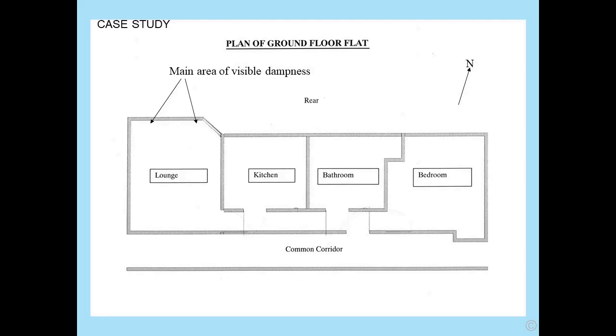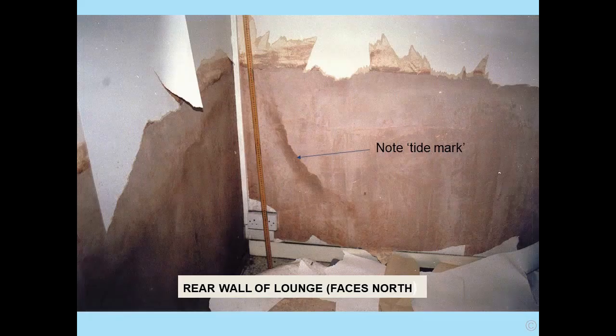Well, the main area of visible dampness was basically the rear wall of the lounge, which was facing north. And there we go, the rear wall of the lounge facing north. And the plaintiff's expert had noticed a tide mark. And of course, everybody associates these tide marks with rising damp. And of course, the shape of it was rather odd as well. It was totally in the corner.